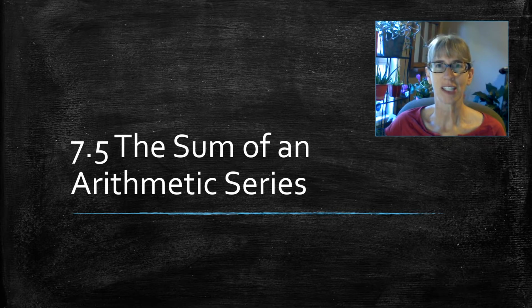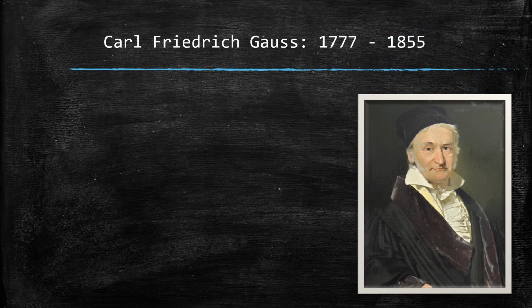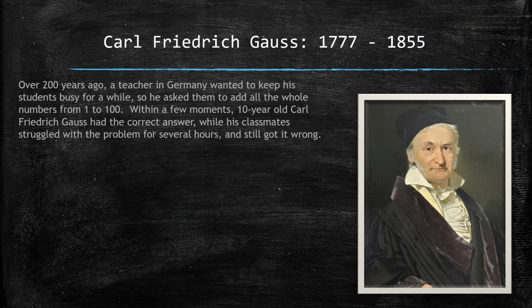7.5 is our lesson today. We don't often talk about mathematicians, and we should. This is Carl Friedrich Gauss.